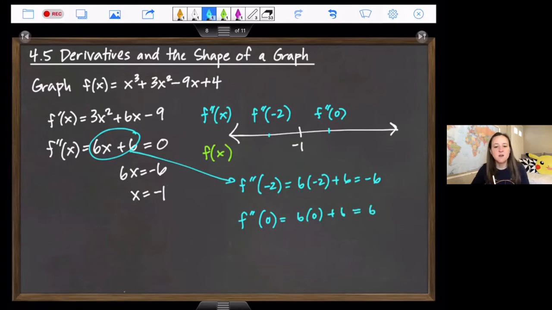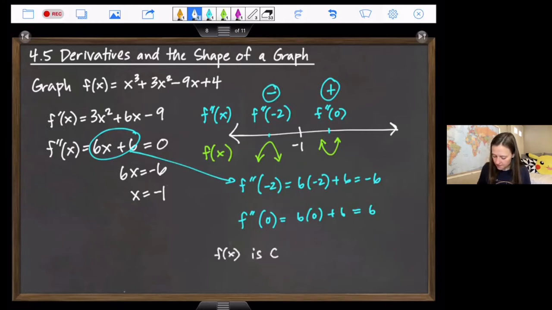So I got -6 on the left-hand interval, so that's negative. And then I got a positive number for f double prime of 0. So that means concavity again. Negative means concave down like a frown. Positive concavity means concave up like a cup. All right, so let's write this information down. f of x is concave down on (-infinity, -1) and concave up on (-1, infinity).